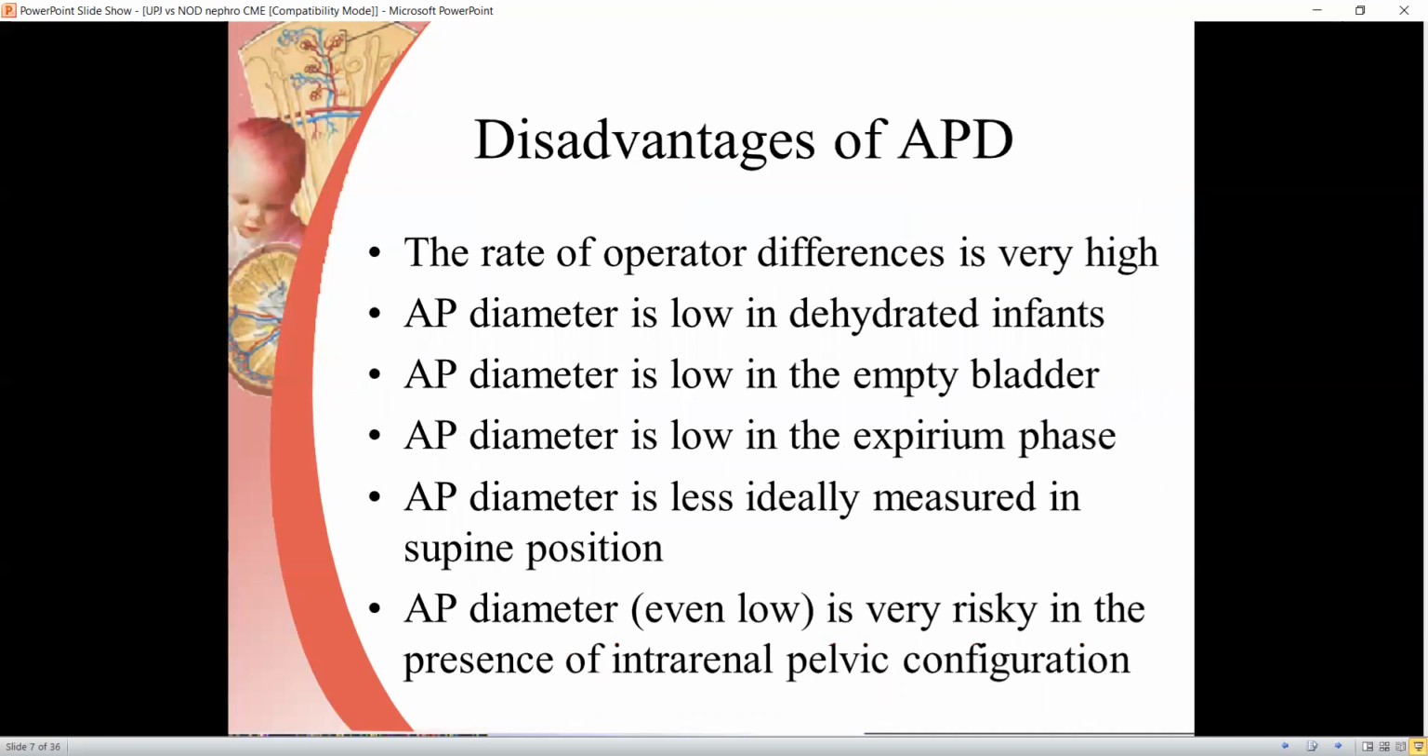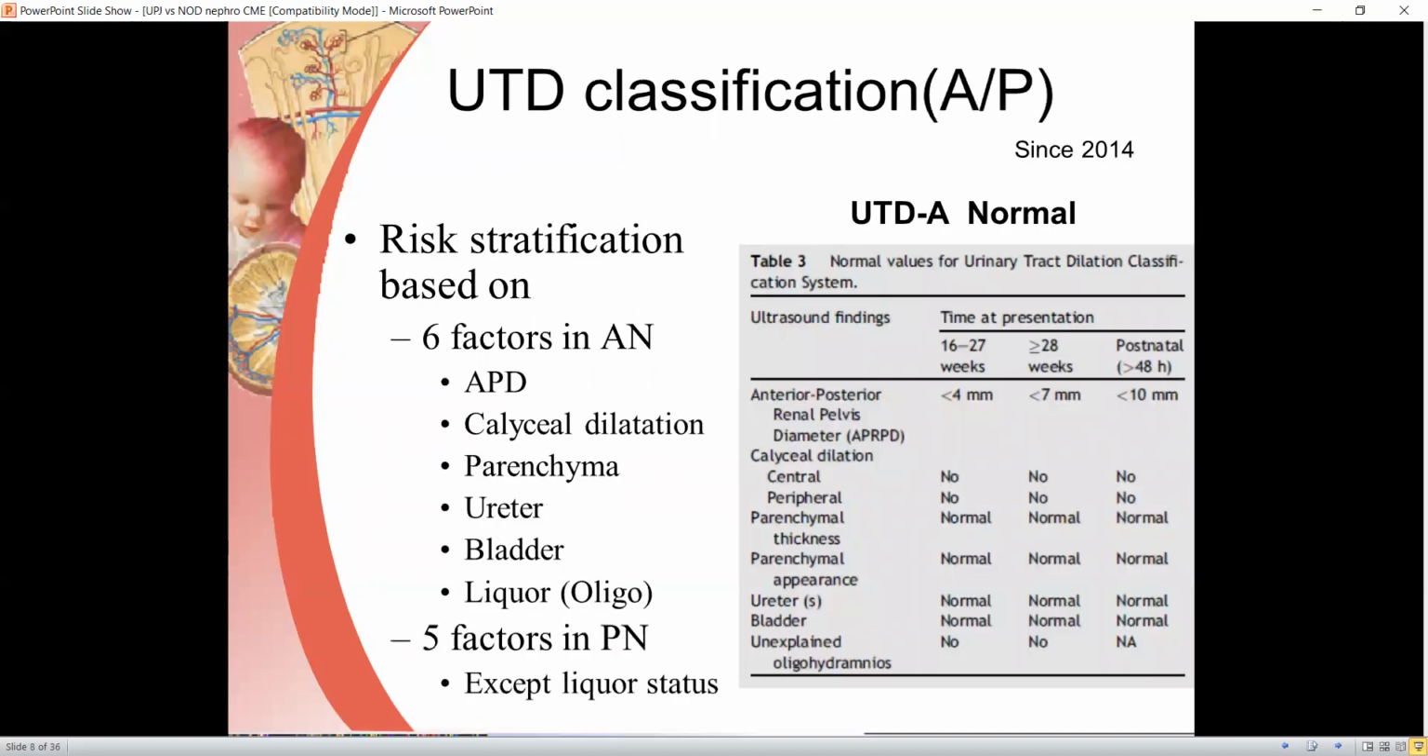The disadvantage of anteroposterior diameter is that it is operator dependent, and it is low in dehydrated infants. It is low with an empty bladder, and it is also low in the expiratory phase, and it is less ideally measured in supine position. It is also risky in the presence of an intrarenal pelvic configuration, where one will have more calyceal dilatation, whereas when there is more extrarenal bulging, then you will see the anteroposterior diameter increasing properly.